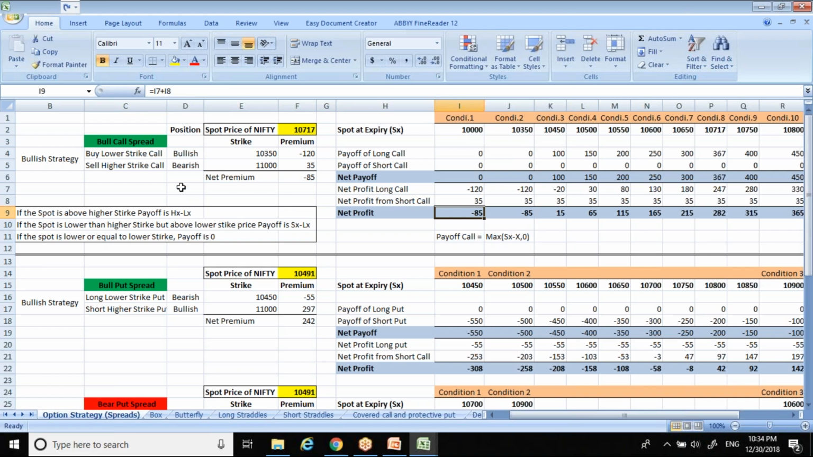Just think, just apply the brain. If the price goes down, you have a limited loss on the long call and a limited profit of 35 on the short call. So obviously you have a limited loss of 85. But when the price goes up 100 rupees, you have a payoff of 100 rupees from the call, and you paid a premium of 120. So your net profit is like 20, and the profit from the short call is 35, because you sold at 11,000 and it is only 10,050 right now. So you're making profit.